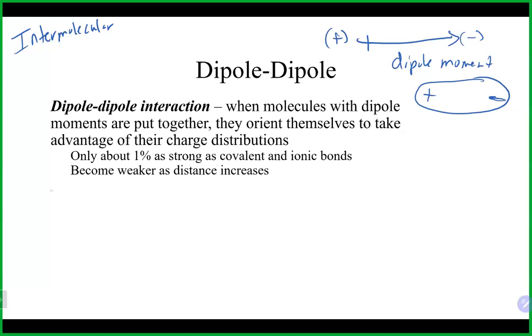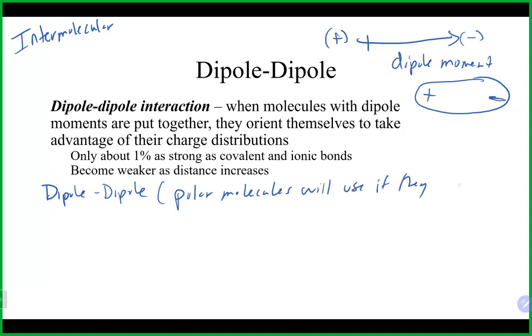Dipole-dipole interaction is pretty much what polar molecules will use if they cannot hydrogen bond, and we'll talk about what allows something to hydrogen bond in just a second. But this is really the main type of interaction that a polar molecule will use with itself or other polar molecules when they come in contact with one another.